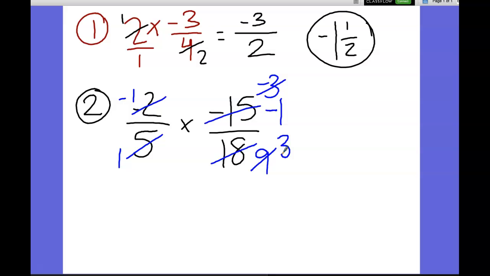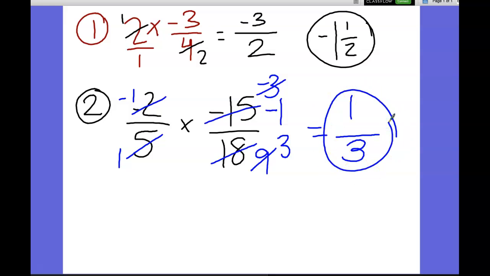Some students don't like to cross off the numbers, but then especially where you have to do this much reducing, you get a lot of numbers written there. So make sure you cross them off if you're not using them anymore. So now I would multiply straight across. Negative 1 times negative 1 is? 1. 1 times 3 is? 3.